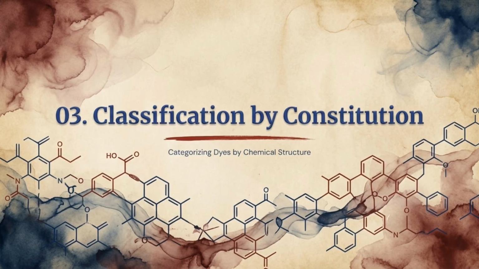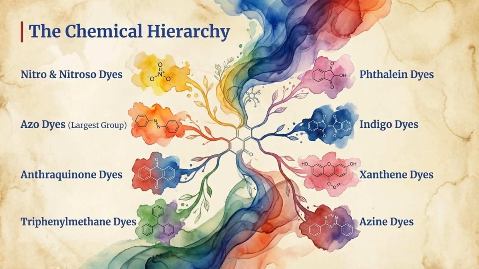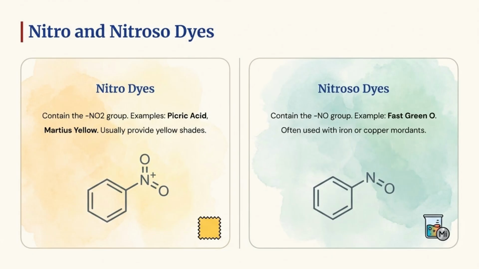Now let us examine the classification of dyes by constitution, which categorizes them based on their fundamental chemical structure. Dyes are organized into a chemical hierarchy based on their core structure. This includes the largest group, azo dyes, along with anthraquinone, indigo, triphenylmethane, and phthalate dyes. Nitro dyes contain the NO2 group, such as picric acid, and typically provide yellow shades. Nitroso dyes contain the NO group, like fast green O, often used with iron or copper mordants.